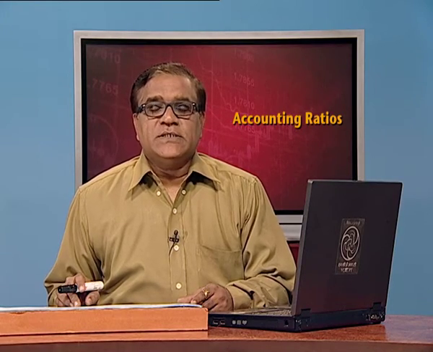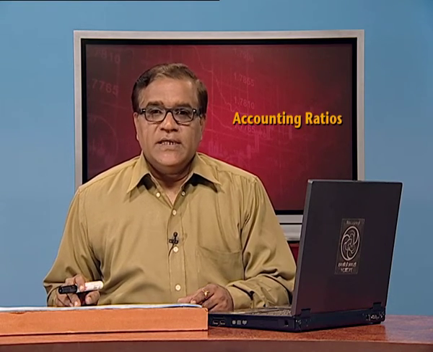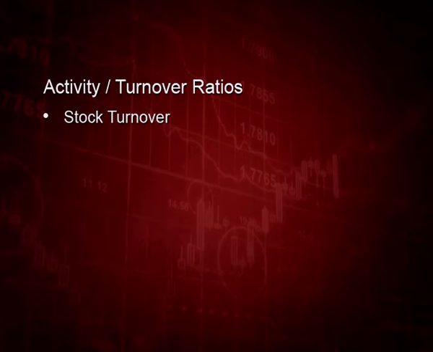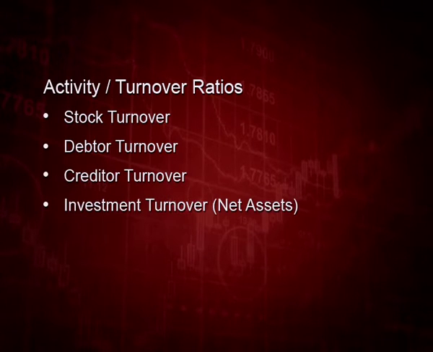So, the company really should work hard, pull up its socks and work very hard, because the margin is very less. The next section is activity ratios, or you can say turnover ratios. There are 6 ratios under this category. First, stock turnover ratio, second, debtor turnover, third, creditor turnover, and next is investment turnover, or you can say net asset turnover.